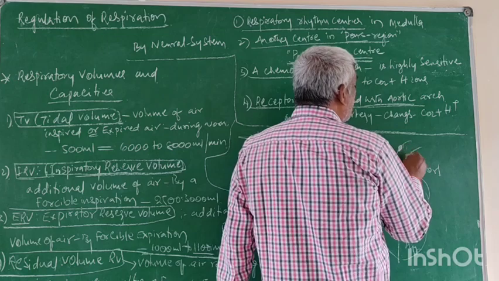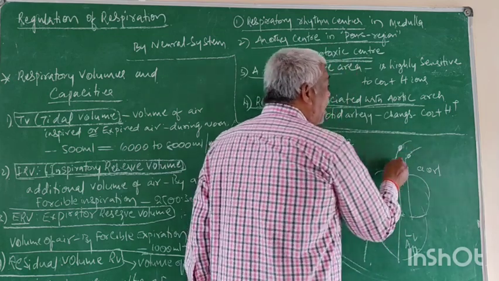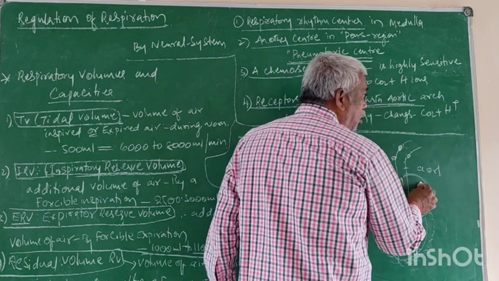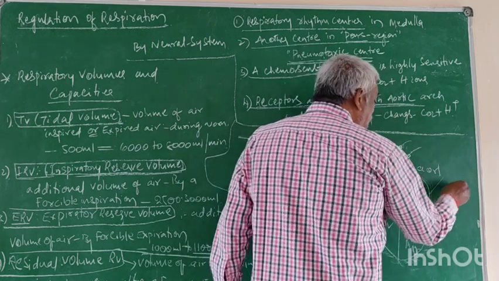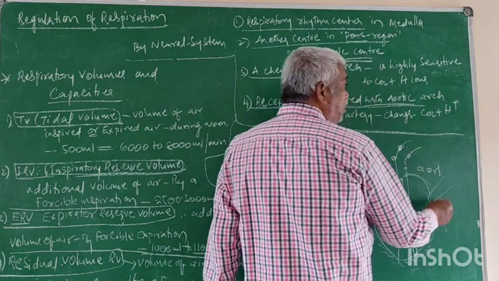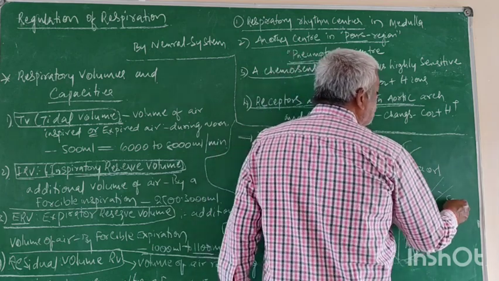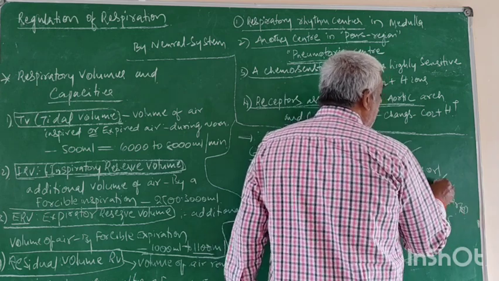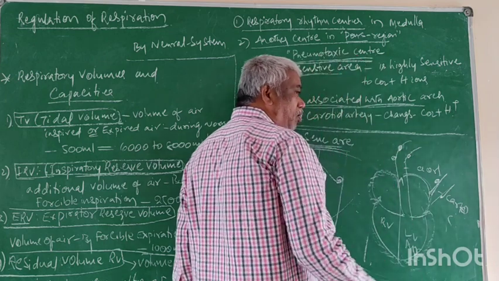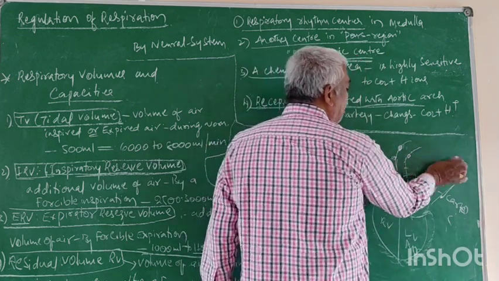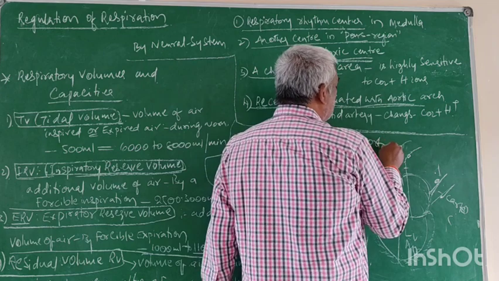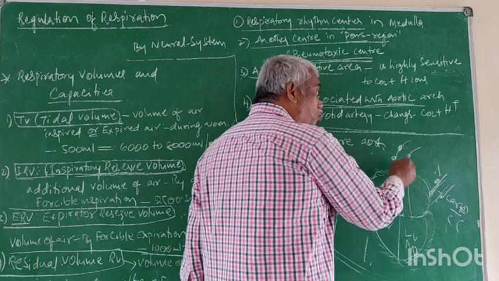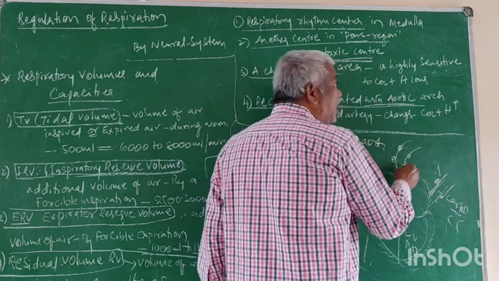The wall of the aortic arch contains receptors. There is also a blood vessel which supplies blood to the brain, called the carotid artery. Its wall also contains receptors. So the aortic arch and the carotid artery, these two blood vessels, contain receptors.